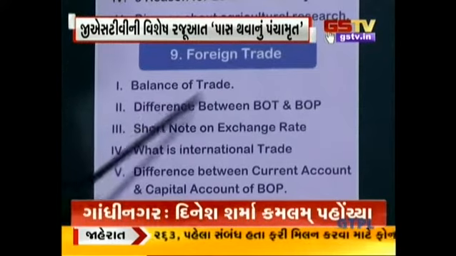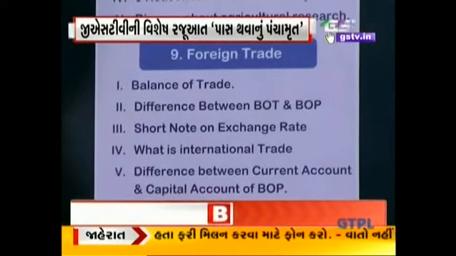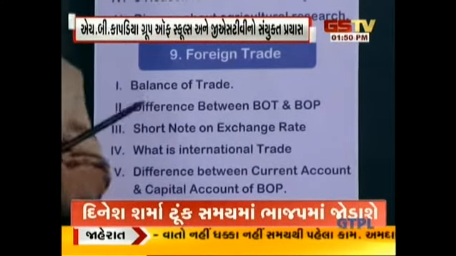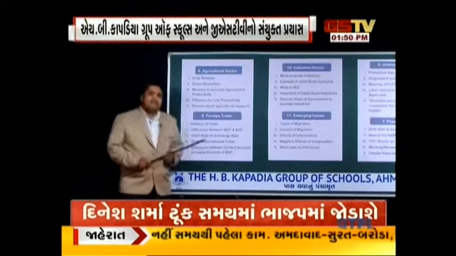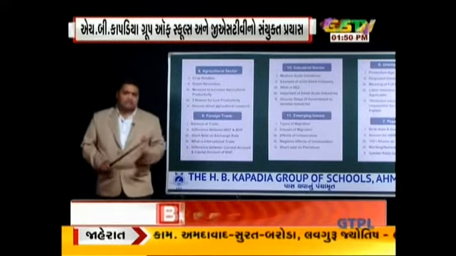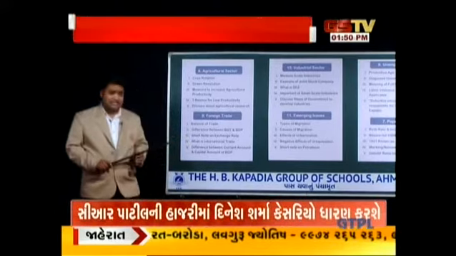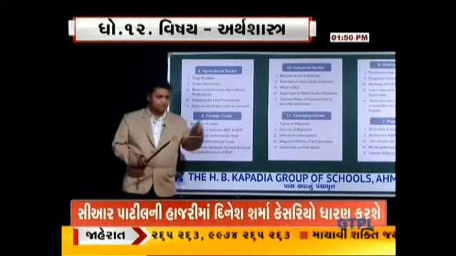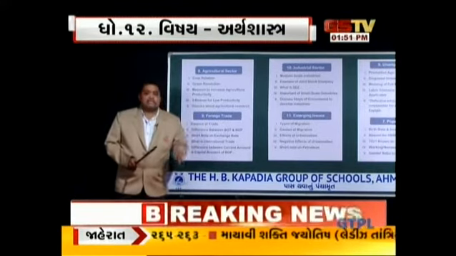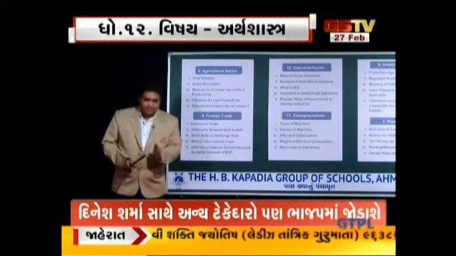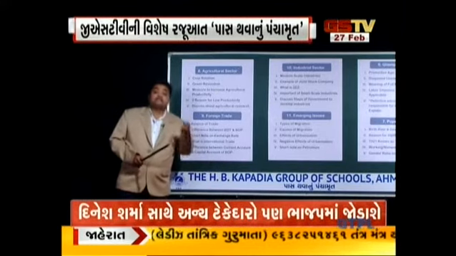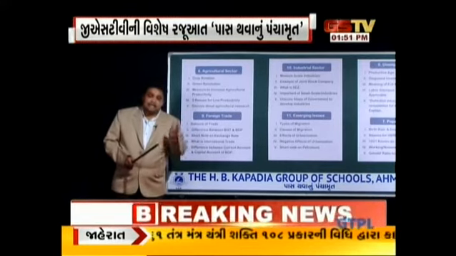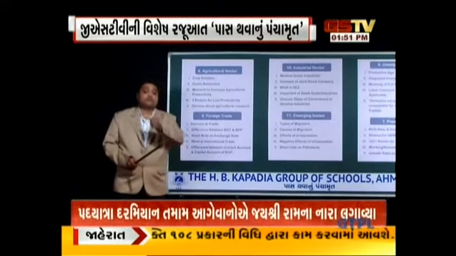The next point is difference between BOT and BOP. This is nothing but balance of trade and balance of payment. The next part is a short note on exchange rate. Dear students, they might ask you this in 2 marks or in 3 marks, but do not worry. You decide well in advance that when they ask you in 2 marks, you will write the definition. If there are 2, you will write 2, and then you will explain it. If they ask in 3, then along with the definition, you will give more examples, more explanations, and this way you will make your answer more productive.